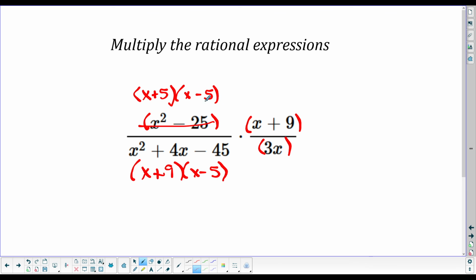And so I've got x minus 5 and x minus 5. Those will cancel out. Here I've got an x plus 9 and an x plus 9. Those can cancel out. And so what am I left with? I'm left with x plus 5 over 3x. And again, these x's can't cancel because this is not x. This is x plus 5. We have to treat that as one thing. So that would be my final answer.